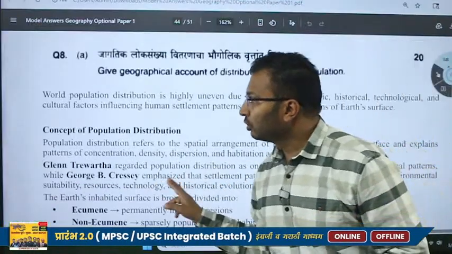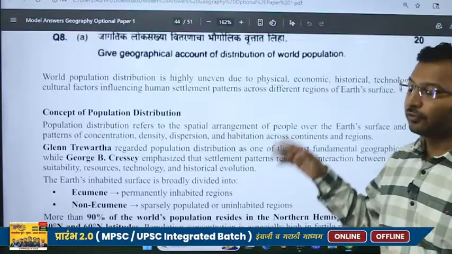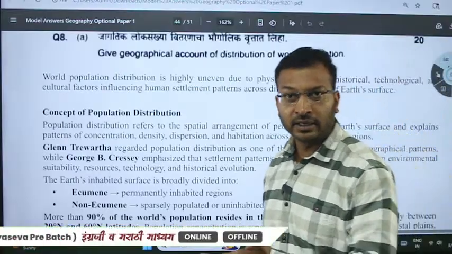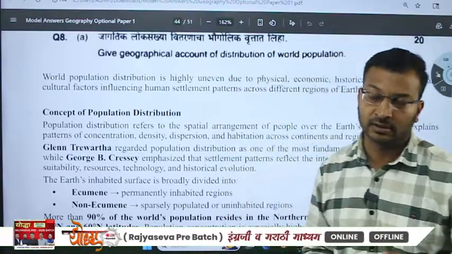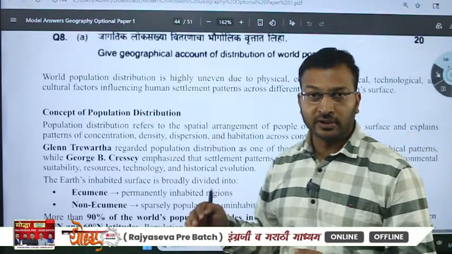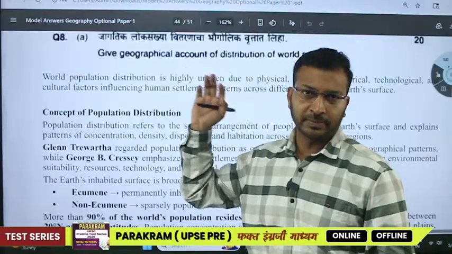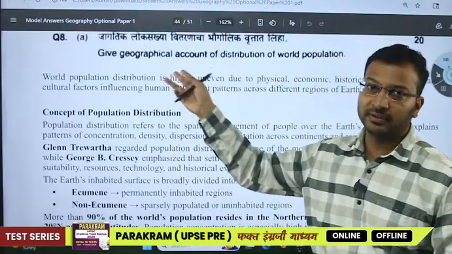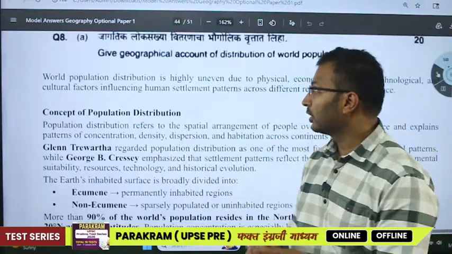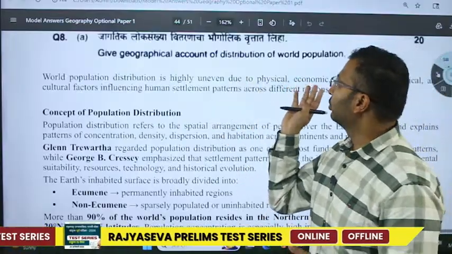Okay. So give geographical account of distribution of world population. So I have said that the MPSC was conducting this optional paper for the first time in descriptive pattern. So most of the questions in the optional paper they have asked that is geographical account. Everywhere they have mentioned, most of the places they have mentioned geographical account. So give geographical account of distribution of world population.